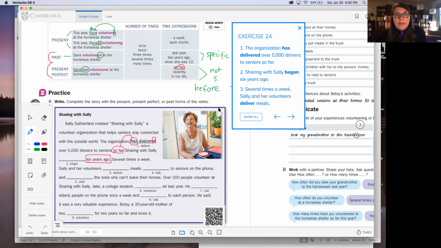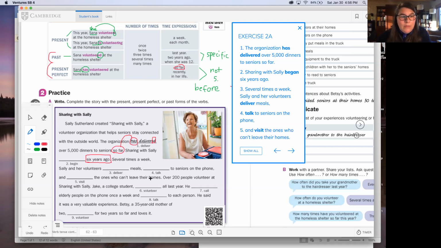Number 3, several times a week, Sally and her volunteers deliver meals. Okay, several times a week. Right here, present tense, deliver. It means now, right? Several times a week right now, they deliver meals. Talk to seniors, nothing has changed. So number 4 is also present, talk to seniors on the phone, and visit the ones who can't leave their homes.